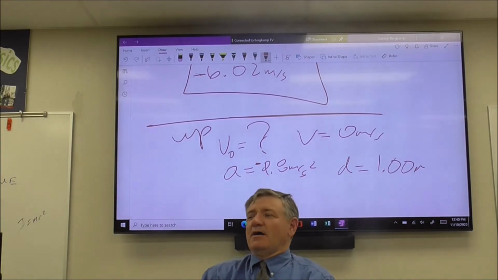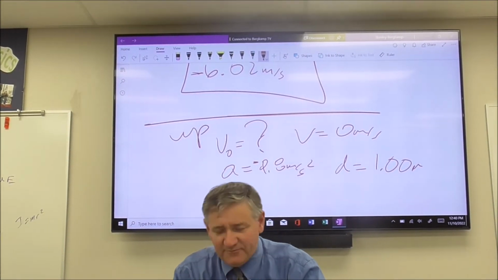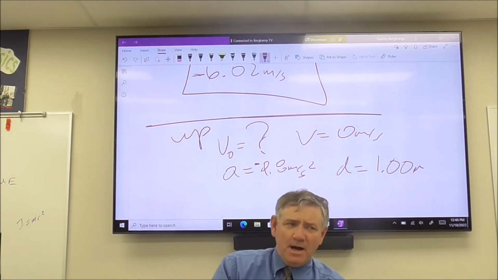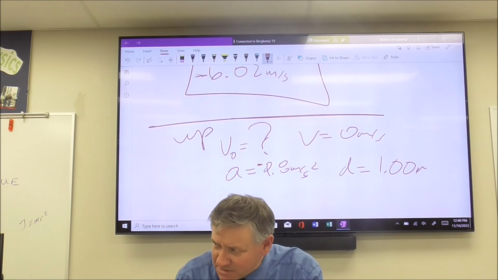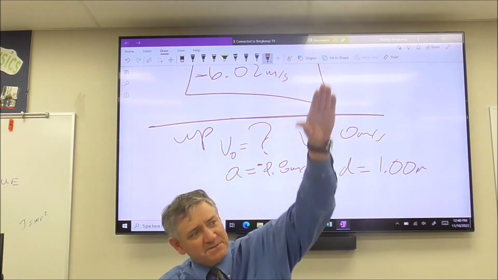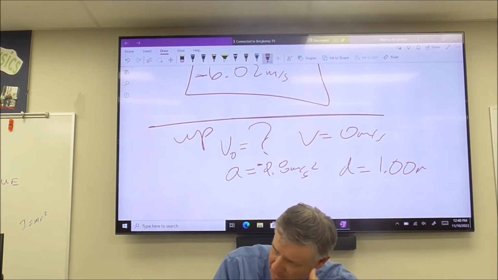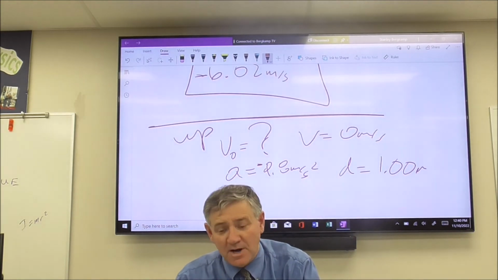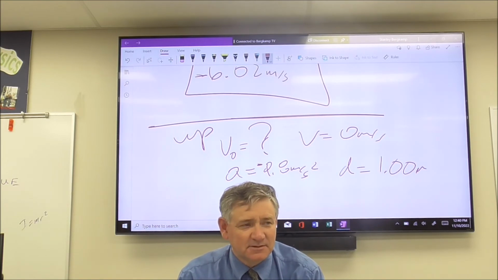Now, is the distance on the way up a positive or negative value? Positive. Because when it leaves, what's the initial position? What's the final position? 1. Take 1 minus 0, check my math, you get 1. What equation am I going to use to find the initial velocity? It's going to be that equation.